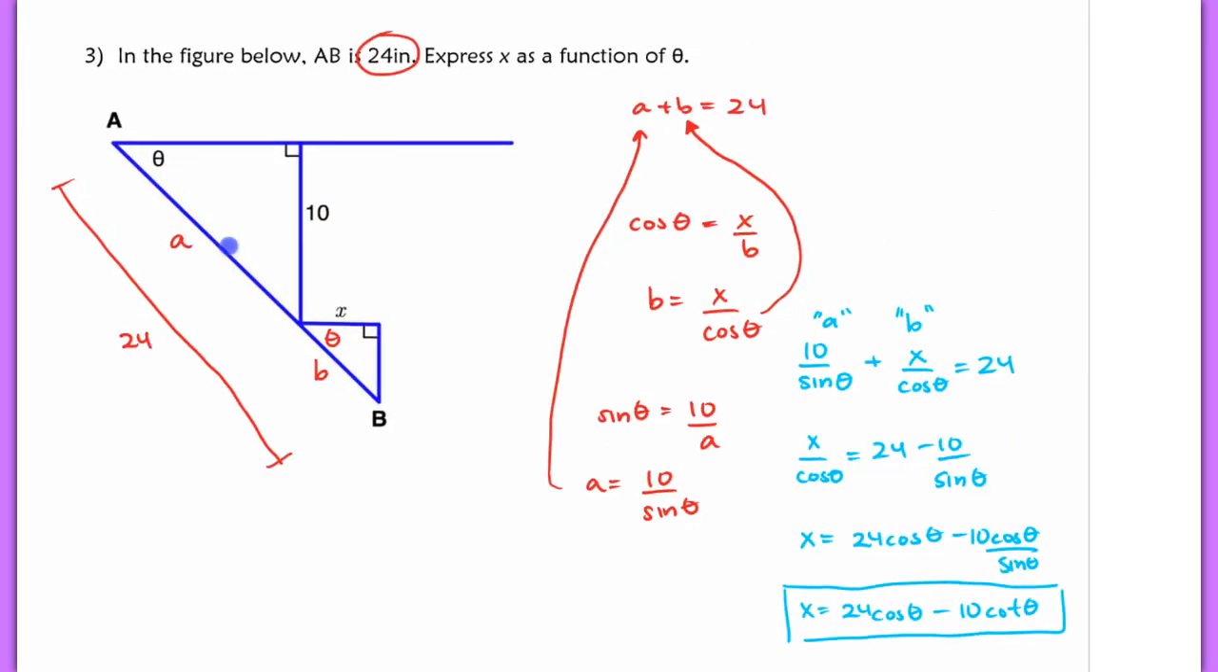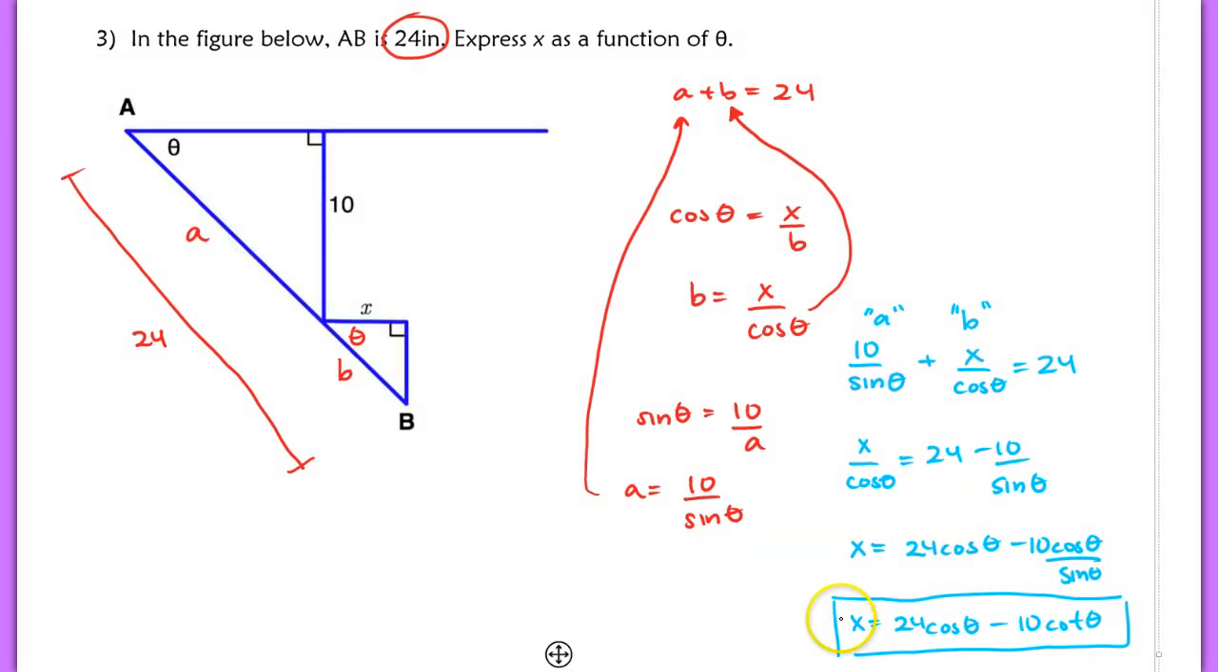So notice that in my final answer here, I have x completely isolated, and it is also in terms of just theta. I don't see any other variables here, because you definitely want to make sure that you only have it written as a function of just one variable, theta.